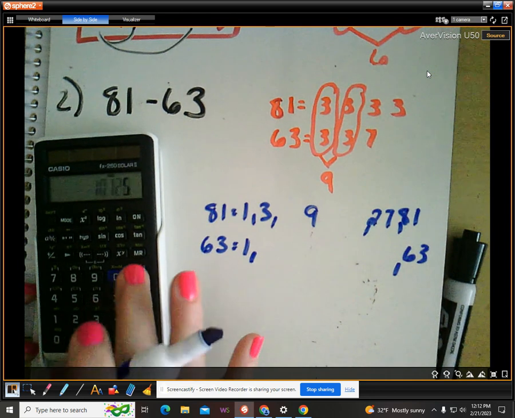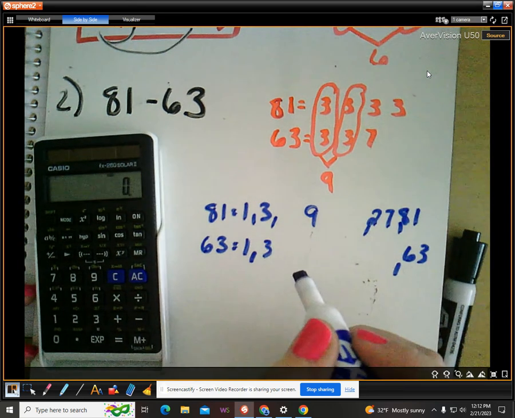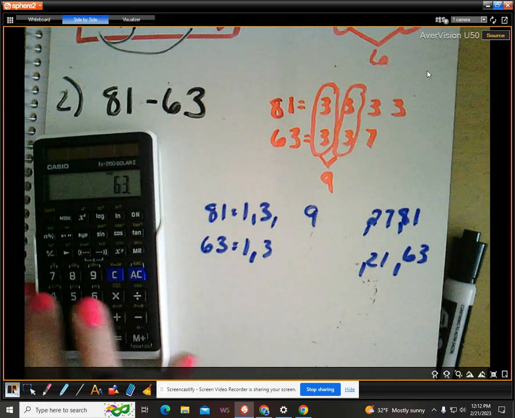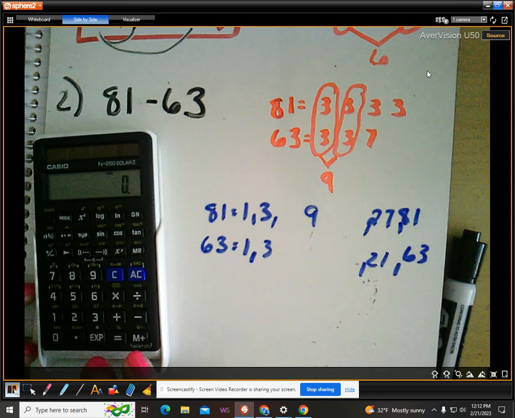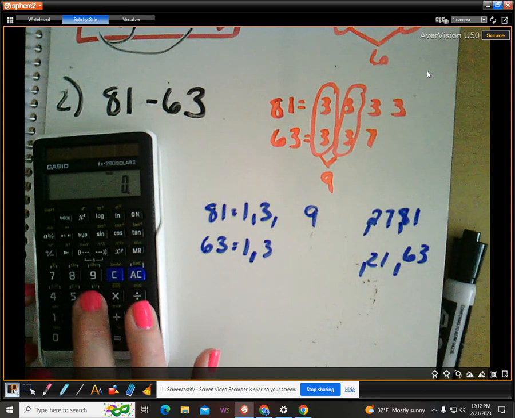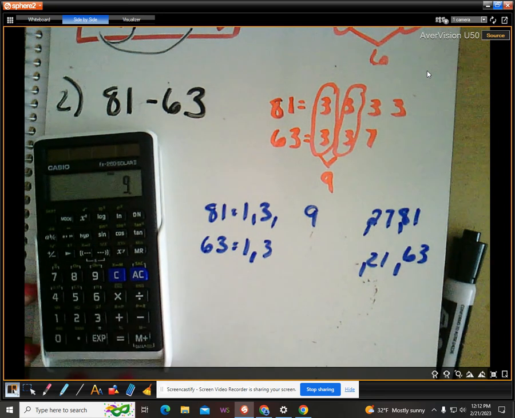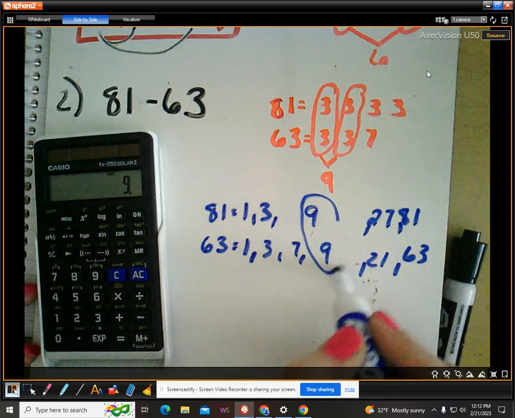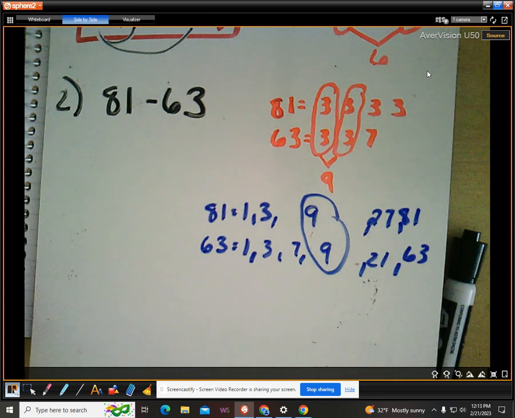2 will not. 3 will. 21 times. I don't think 4 will. No. 5 will not. 6 will not. 7 and 9. So my greatest common factor is still 9, as long as you list all the factors. If you miss a factor, you might mess up your greatest common factor. So again, factor trees are usually the quickest.